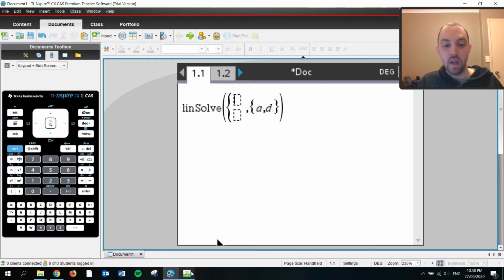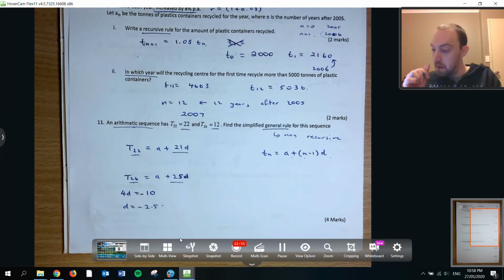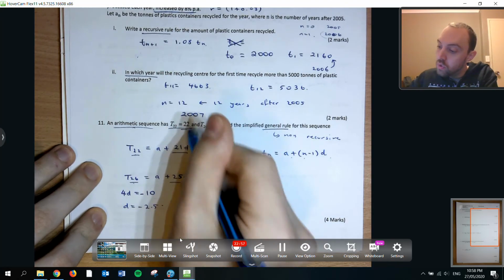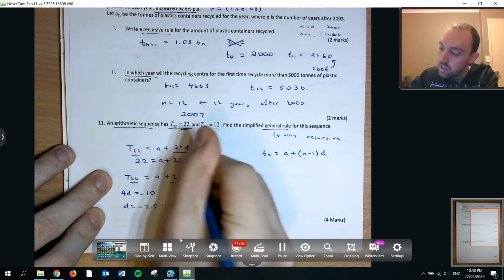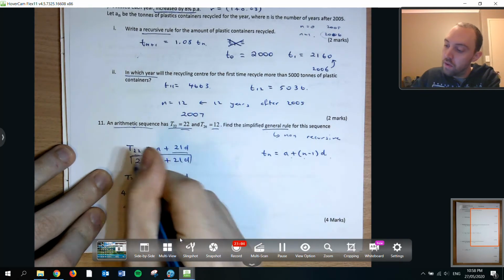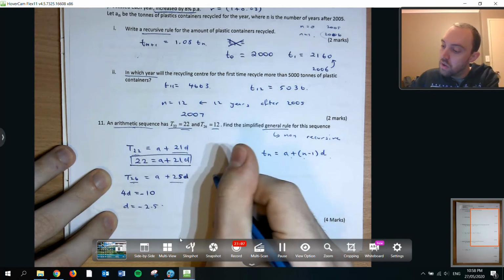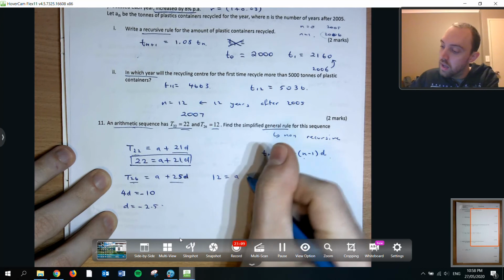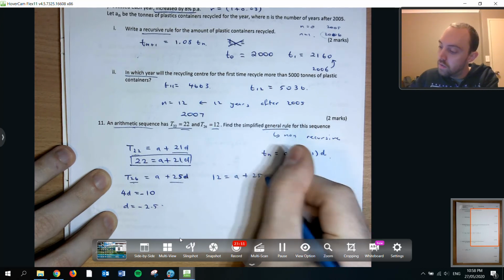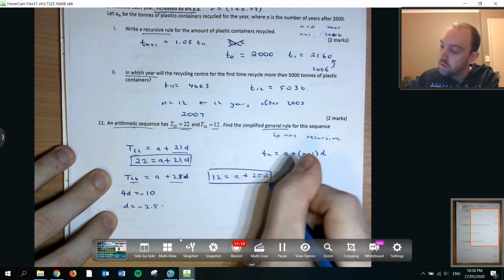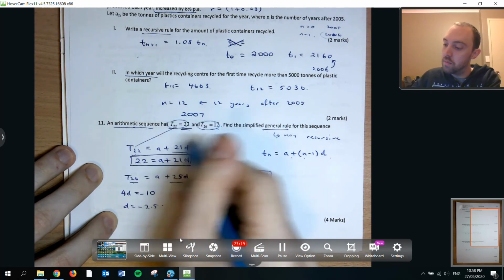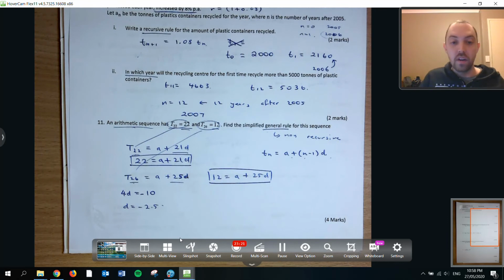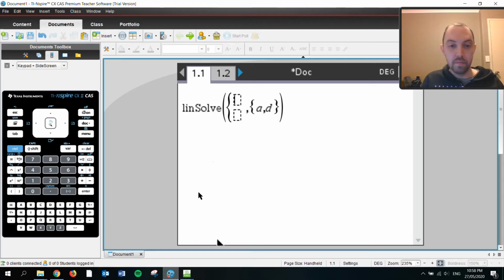Sorry, I haven't quite finished my equations. I've got to go back. T22 is 22, so we've got 22 is equal to A plus 21D. That's my first equation. And I've got 12 is equal to A add 25D. There's my second equation. I had to replace these two numbers in with these ones. Alright. Now let's go back, now that I've got the actual equations.